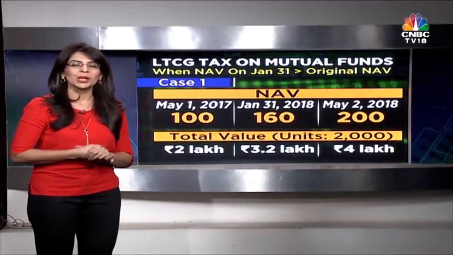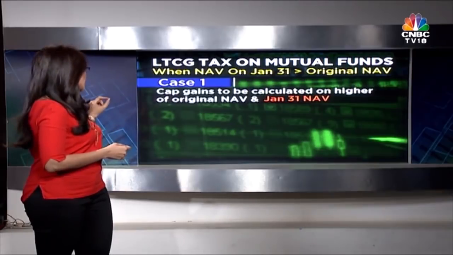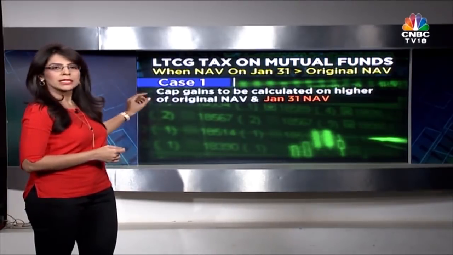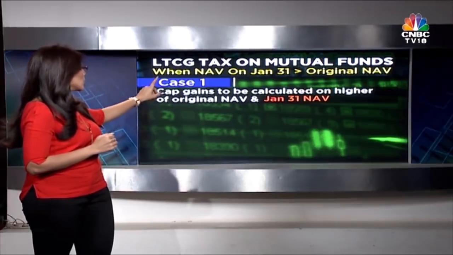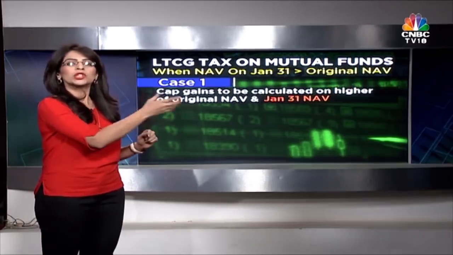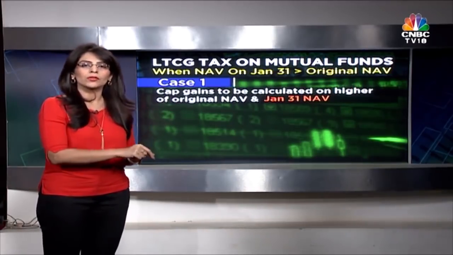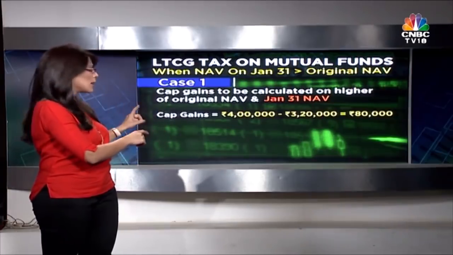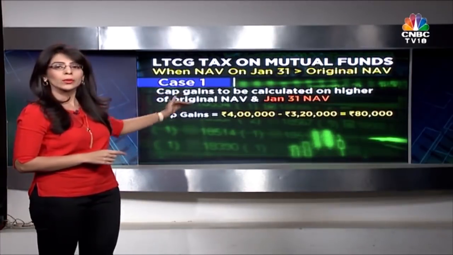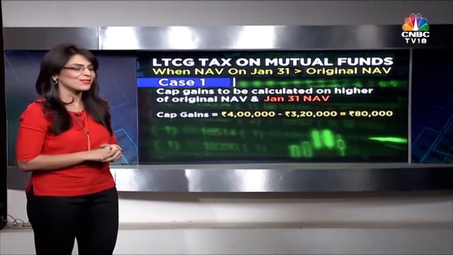How do you now calculate capital gains tax liability? This is how it's going to play out. Now, the first rule is a very simple one. We always have to keep this in mind. Capital gains are going to be calculated based on the higher of the two, either the original NAV or the NAV of the fund on the 31st of January. For this particular example, the 31st of Jan NAV is the higher one. That's why it's highlighted in red.